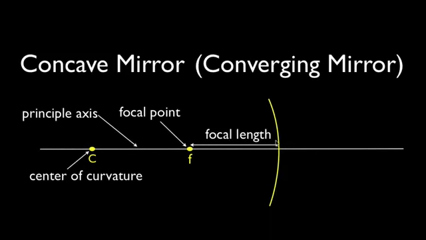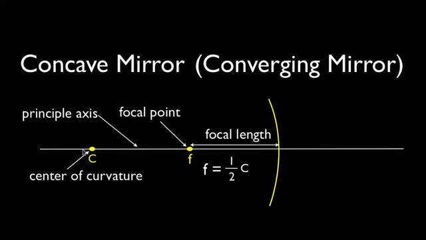C is the center of curvature. This is a spherical mirror. It's a big circle, and C is at the center of that circle. So really, the distance from C to the mirror is the radius of that circle. You can think of it that way. We have this point F, which is a focal length away from the mirror, and you'll notice that F is between C and the mirror, so the focal length is 1/2 of the distance to C.